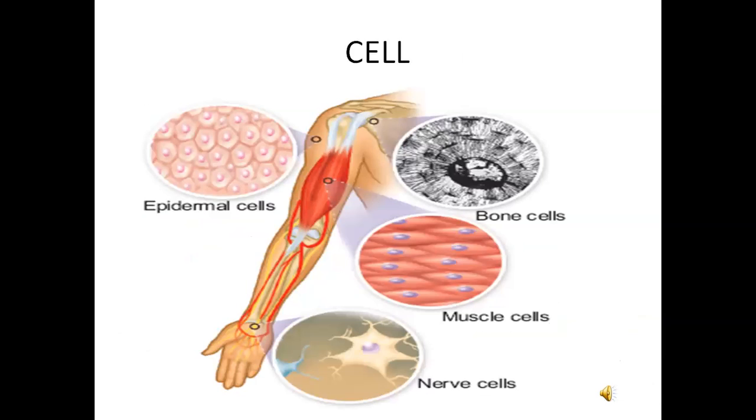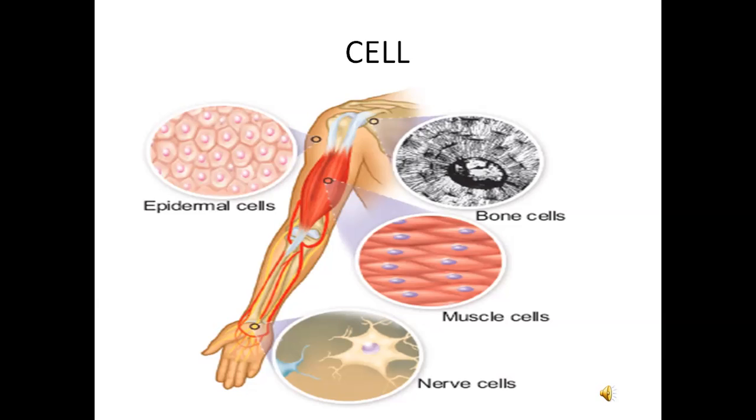Cell. The cell is a basic structural and functional unit of life. Cell is the building unit of living organisms. You can see in a hand how many types of cells work together to perform its functions. So, cell is known as the basic unit of life.